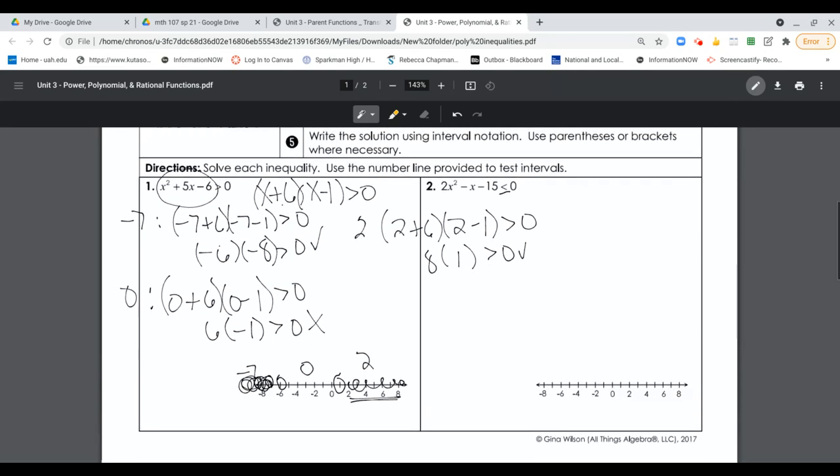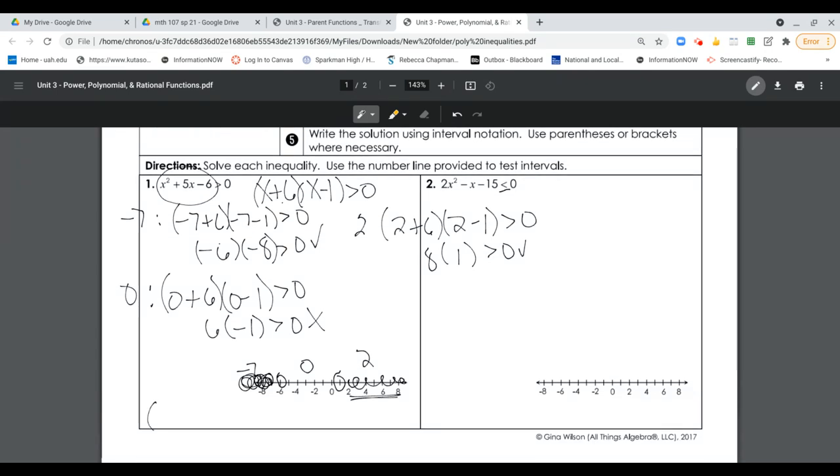So my solution would be negative infinity to negative 7, parentheses, because we have an open circle, negative 6. We have an open circle on that key value, negative 6. Then I'm going to pick back up with 1 and go to infinity.